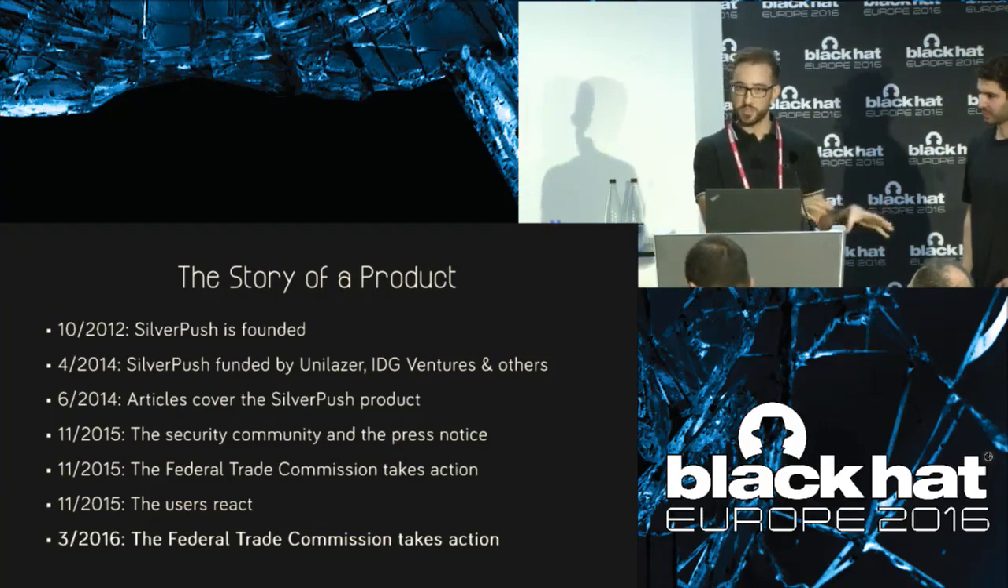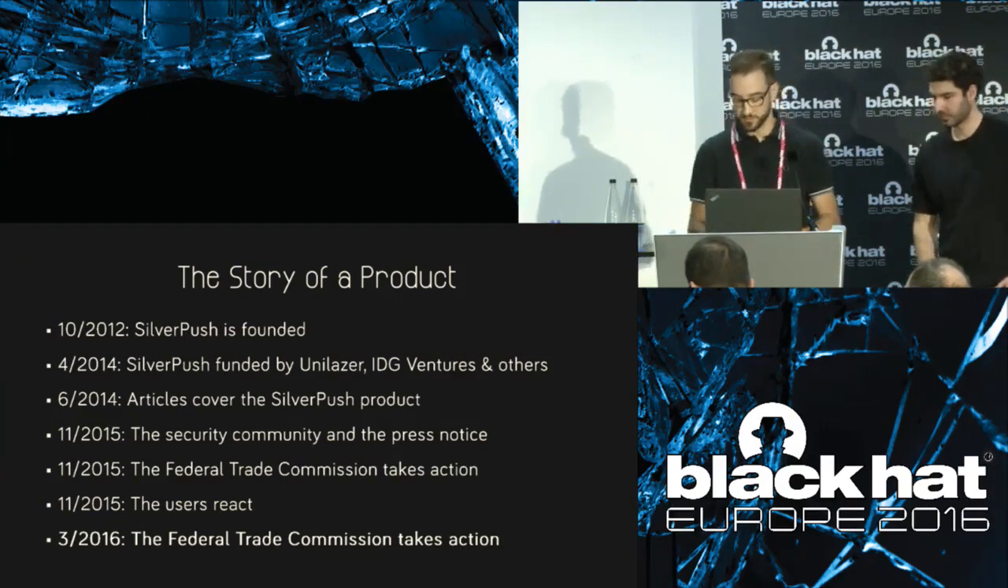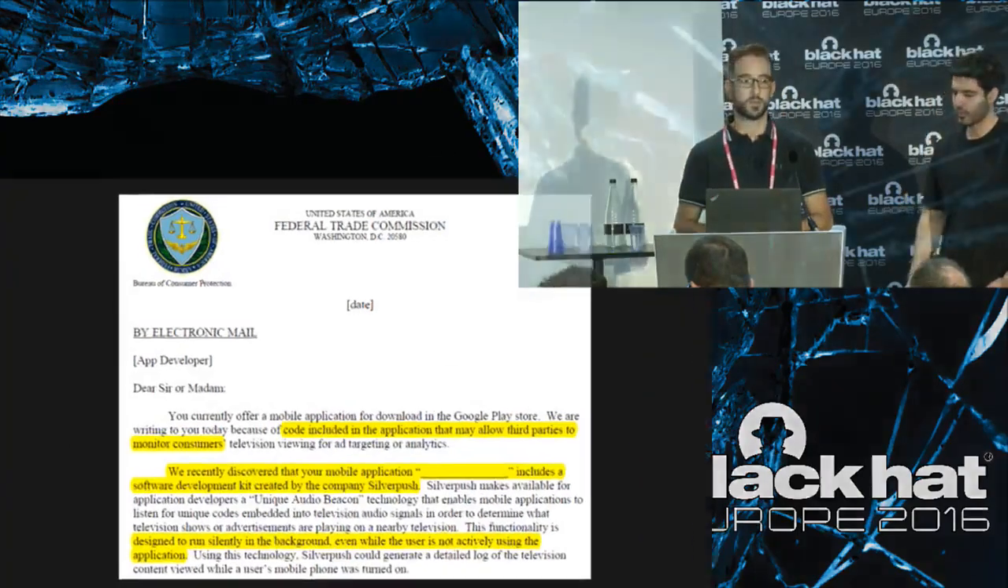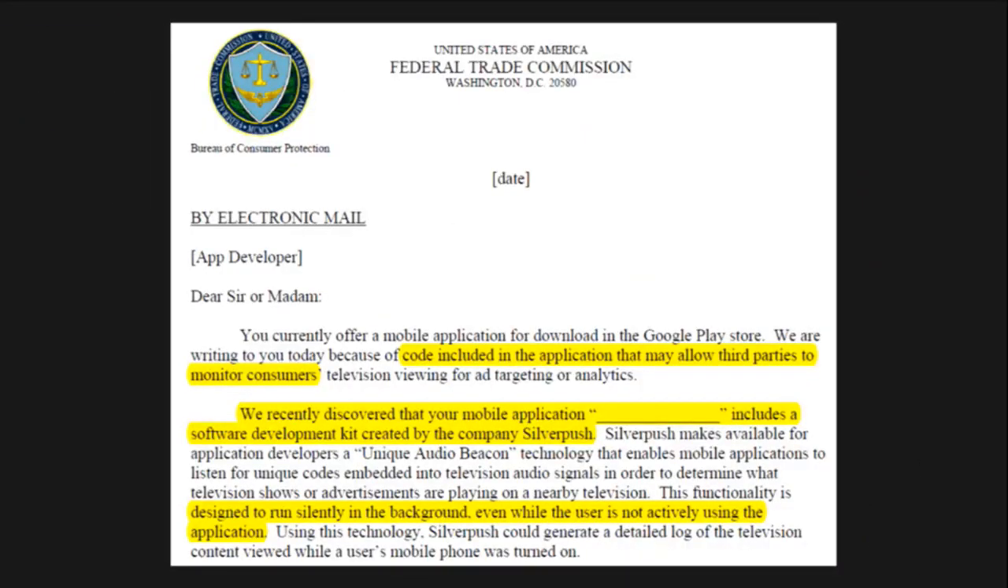At this point, the Federal Trade Commission took a second, stronger action. They wrote a letter to every developer that was using this technology and publishing applications, some of them probably unaware of it, on the Google Play Store. They say, dear sir or madam, we recently discovered that your mobile application includes a software development kit, so a library, created by the company Silverpush, that is designed to run silently in the background even while the user is not actively using the application.